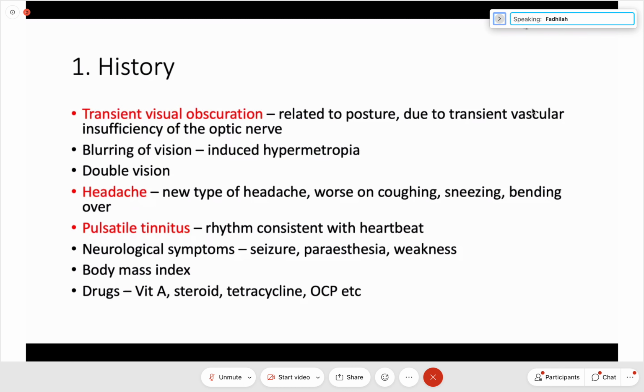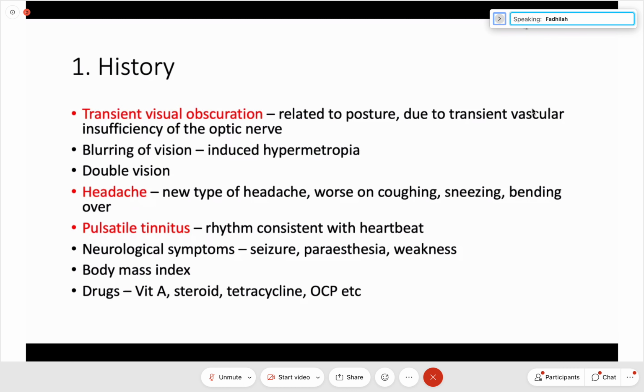They also can have blurring of vision, and this is because of induced hypermetropia. They can have double vision, what we call a false localizing sign. And then headaches, very, very important. So headache, you need to ask everything about it. The intensity, how frequent do they get it, and what relieves it, what brings it on, and everything.